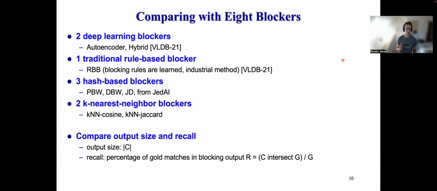And finally, we have two top-K-based blockers, which are Jaccard and Cosine. These are included because they were shown in recent work to give very good results on a wide variety of tasks, so we compare against those as well. To compare against these methods, we take a look at both the output size, or the candidate set size, and the recall of the candidate set, which is the percentage of the gold matches produced by the system.